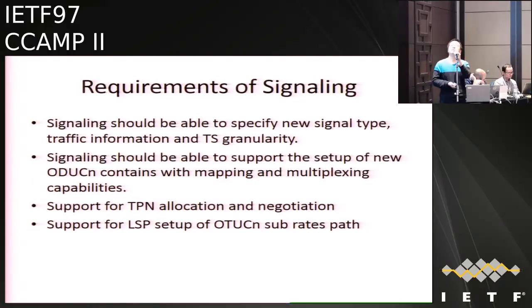So if we use this kind of OTUCn, we can just remove some unavailable tributary slots and only transfer the available tributary slots. So we need to support this kind of OTUCn separate path setup. And this is the requirement of the signaling.